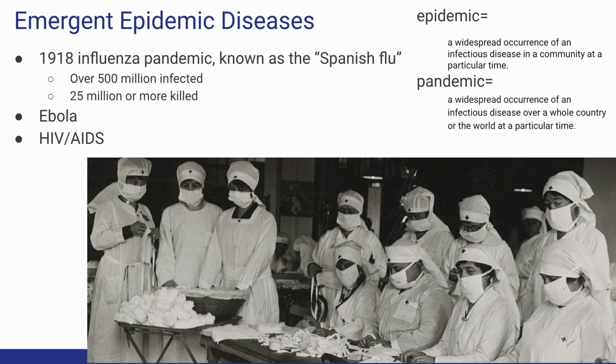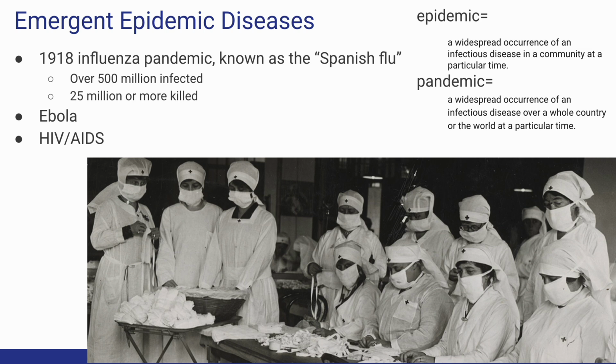So there are emergent epidemic diseases. For example, in 1918, you have the influenza pandemic, which was known colloquially as the Spanish flu. It wasn't from Spain though, that's just how it was called. Over 500 million were infected, and 25 million or more people were killed, which is more than what was killed during the war. You also have Ebola, and you also have HIV and AIDS.